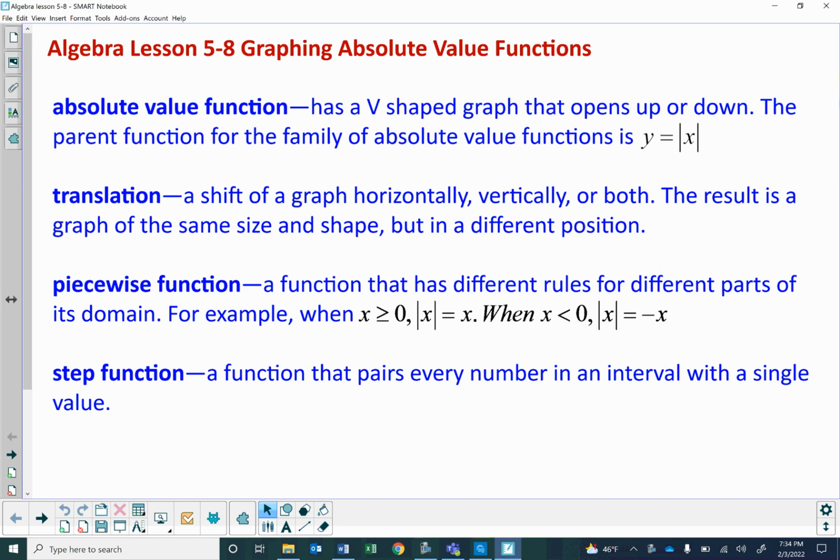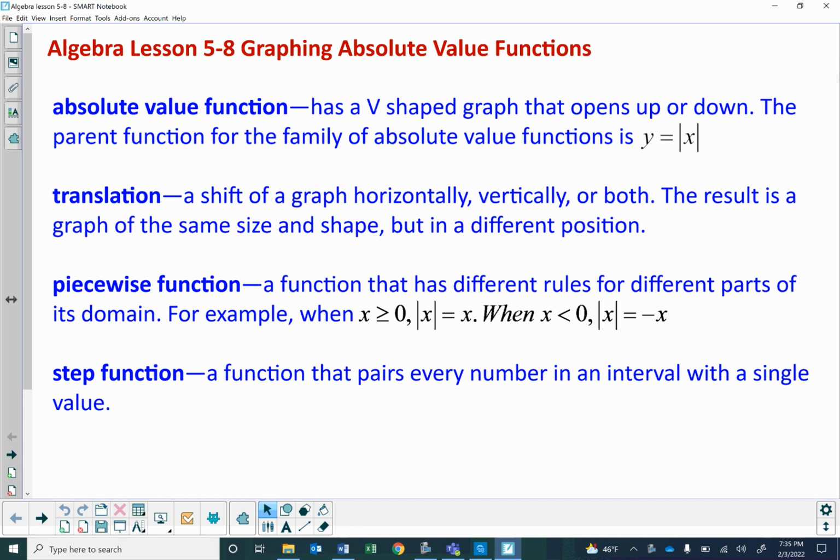This is Algebra Lesson 5-8, Graphing Absolute Value Functions. Remember, an absolute value function has a V-shaped graph that either opens upward or opens downward. We've talked about this in Chapter 4 when we graphed some absolute value functions. The parent function for the family of absolute value functions is y equals the absolute value of x.